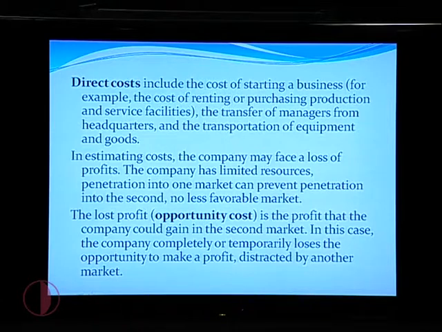In estimating costs, the company may face a loss of profits. The company has limited resources. Penetration into one market can prevent penetration into the second, no less favorable market. The lost profit or opportunity cost is the profit that the company could gain in the second market. In this case, the company completely or temporarily loses the opportunity to make a profit, distracted by another market.